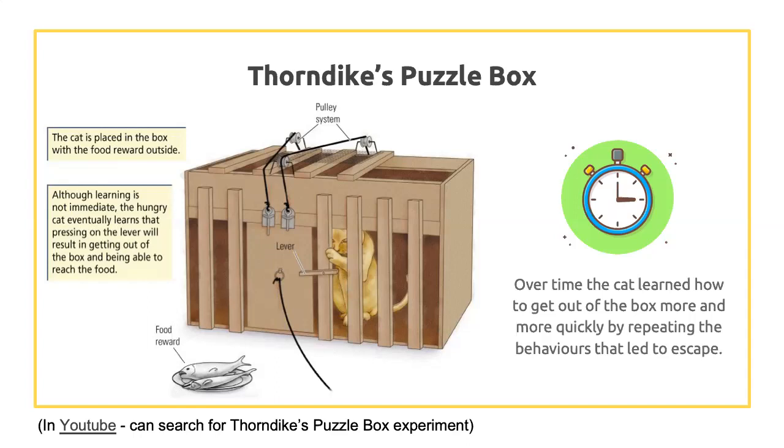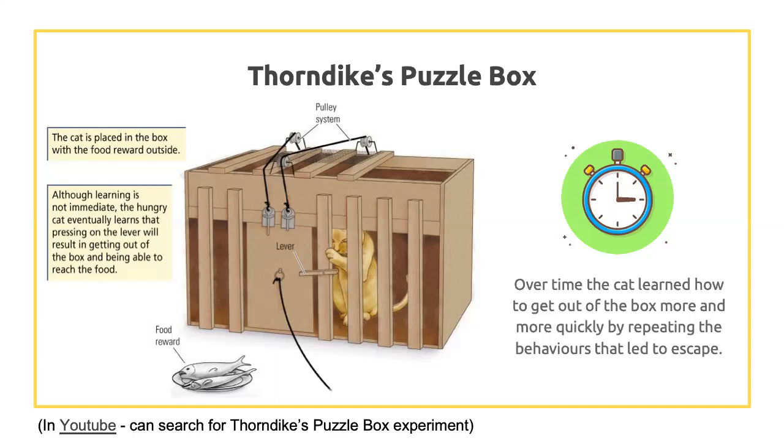So learning for the cat is not immediate. The hungry cat eventually learned that by pressing on the lever here, it is able to come out from the box and access the food. Over time, the cat learned how to get out of the box more and more quickly, every time Thorndike repeated the experiment.